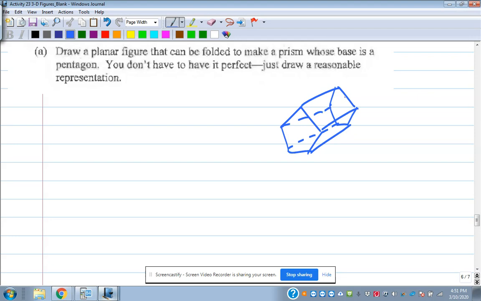I drew myself a prism that is a pentagon on each end. Doesn't have to be just like that. It could be any shape. It could be a house shape. It could be some other pentagon. I just drew that one. Okay.